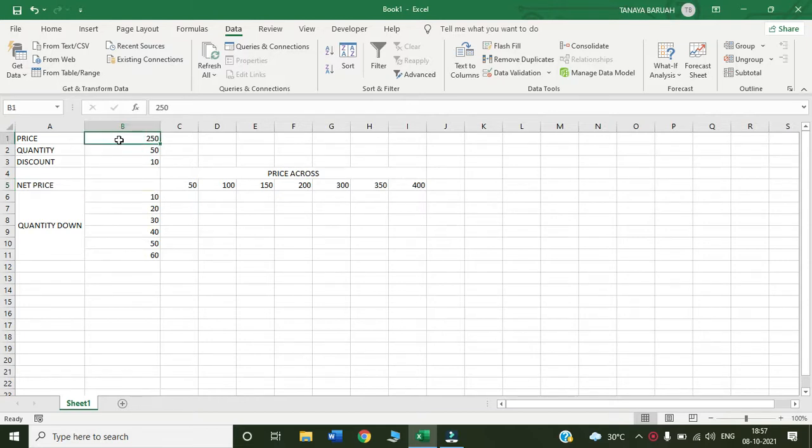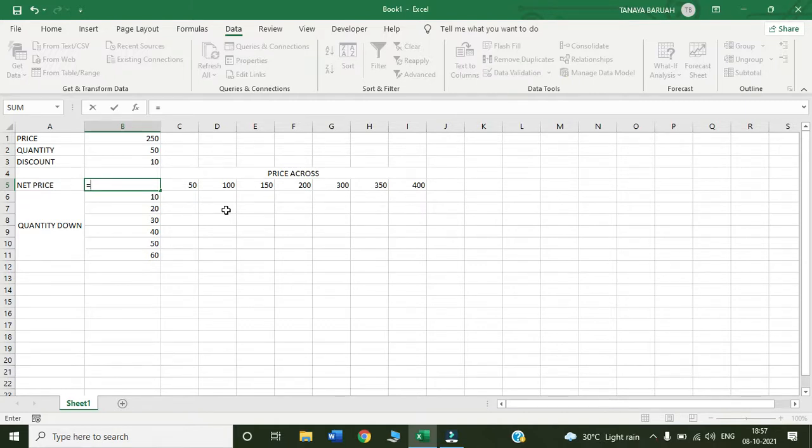The price of one item is 250 rupees, and the same item I have got for 50 quantities, and the discount applied is 10%. So what will be the net amount for these particular values? We'll calculate here. To calculate the net price, the formula will be price into quantity.